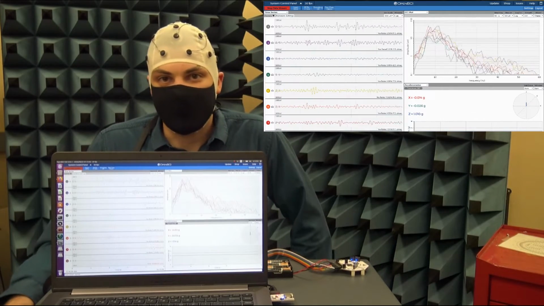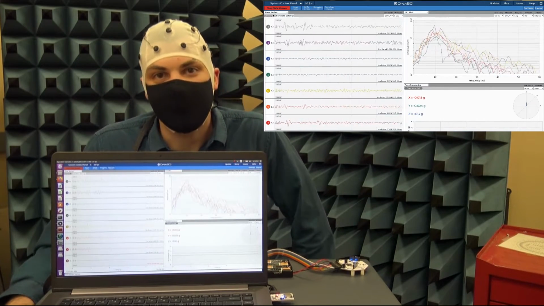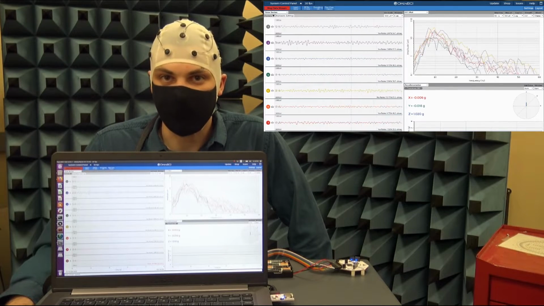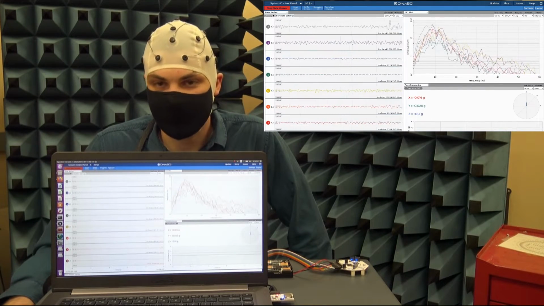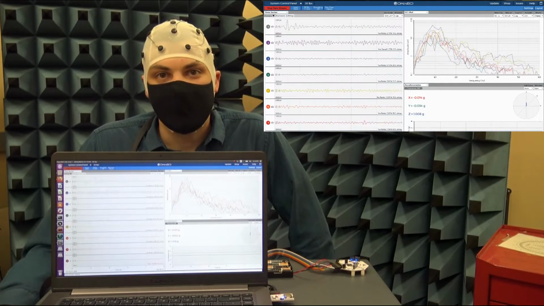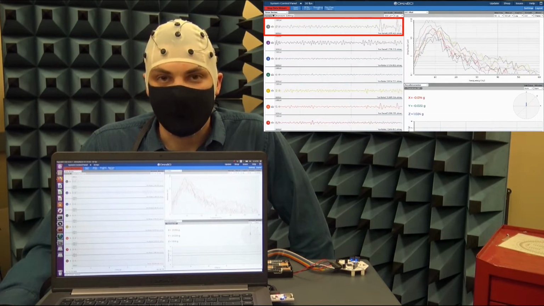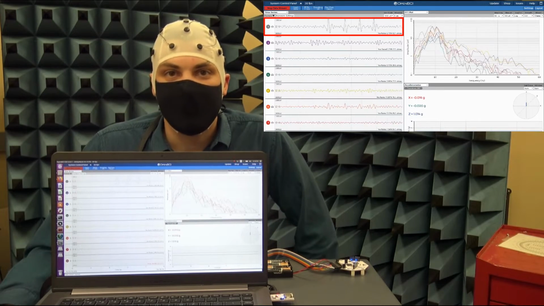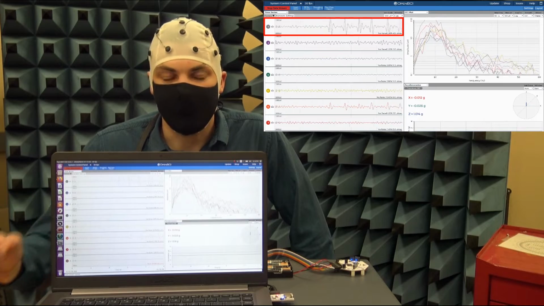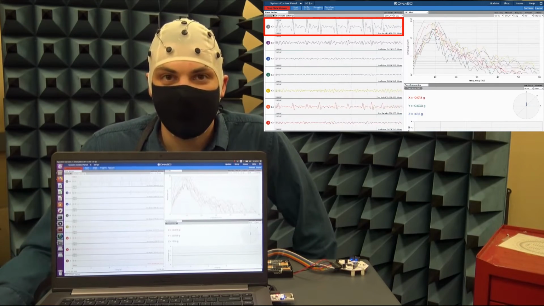So there are two signals that I want to demonstrate today. The first is actually not an EEG signal, but an EMG signal, which is caused by muscle contraction rather than firing of neurons. So this will happen every time I blink my eyes. An EMG impulse will be observed on channel 1 with every eye blink.